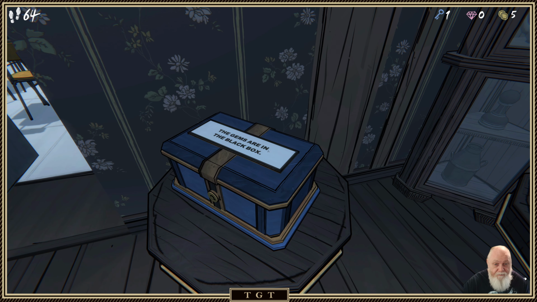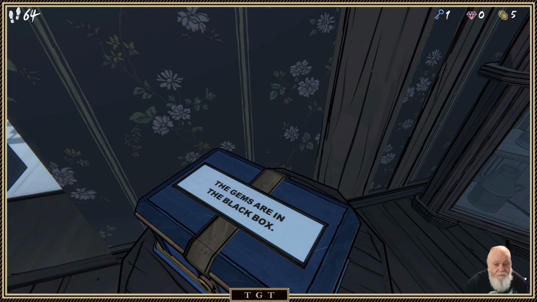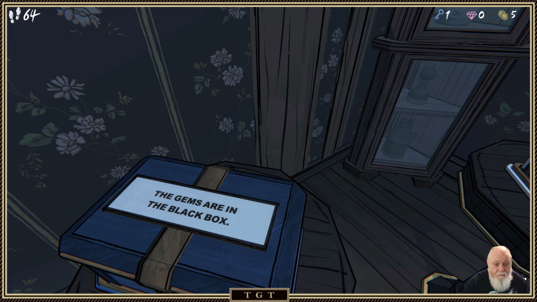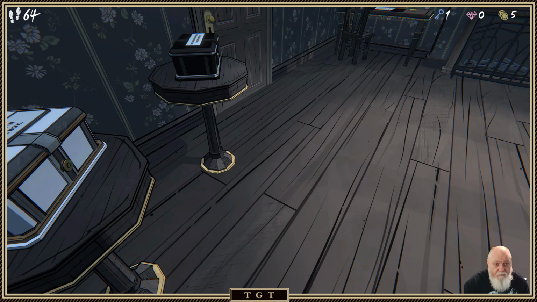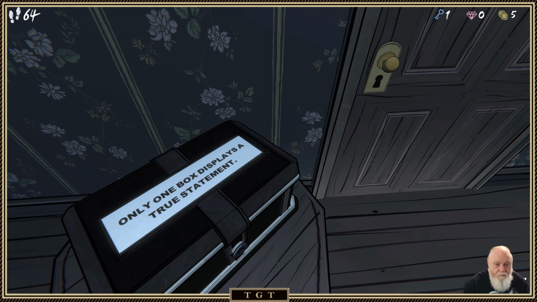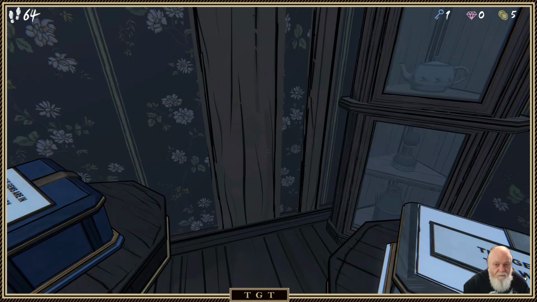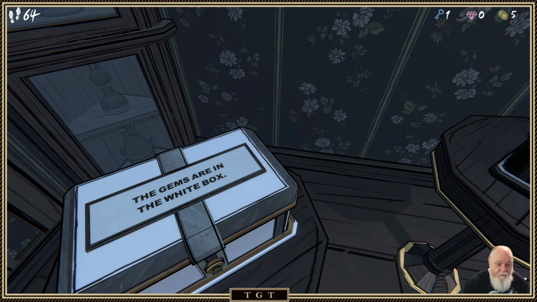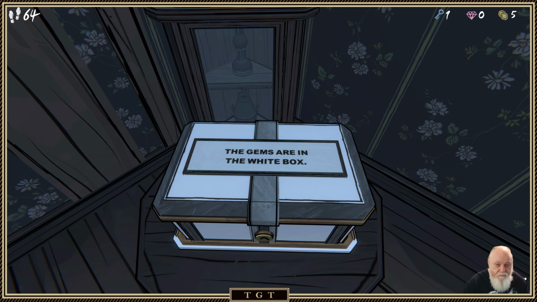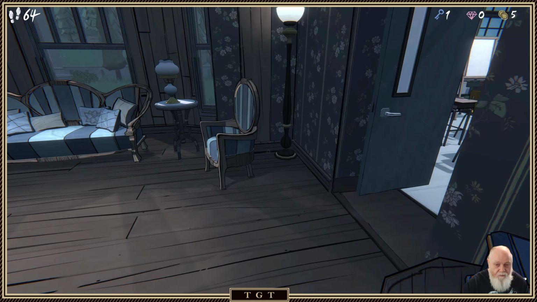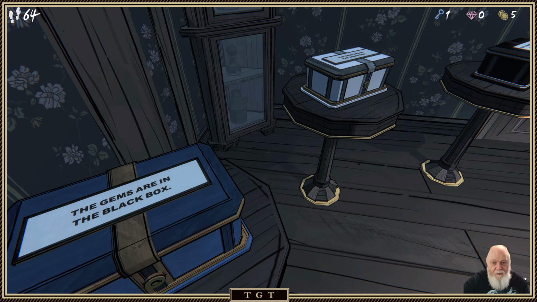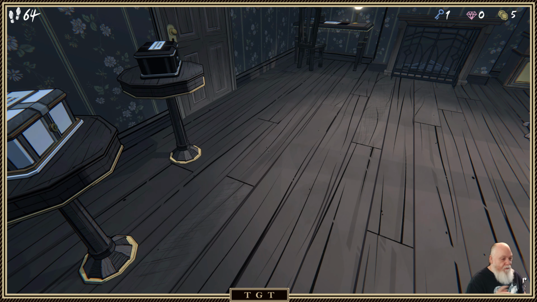So here's the thing. The gems are in the white box. That's either true or false. So I'll be right back. This is not a hard one, but I'll be right back.